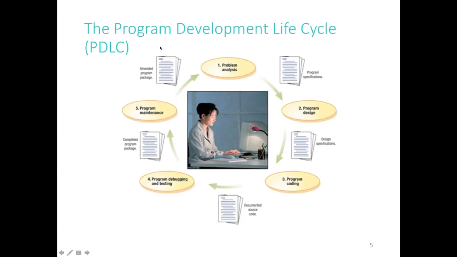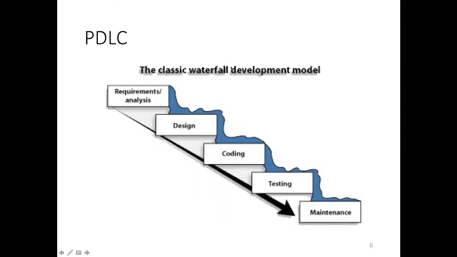So the program development cycle, as I said from the previous slides, has a slight difference on this slide, but you always start with the problem analysis, program design, program coding, program debugging and testing, as well as the program maintenance. Then once that is done, you may need to go back to the problem analysis to tackle a different problem.